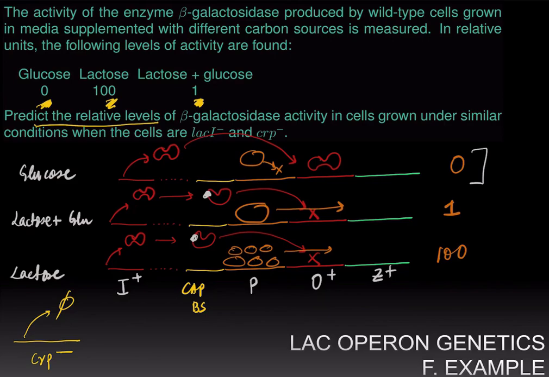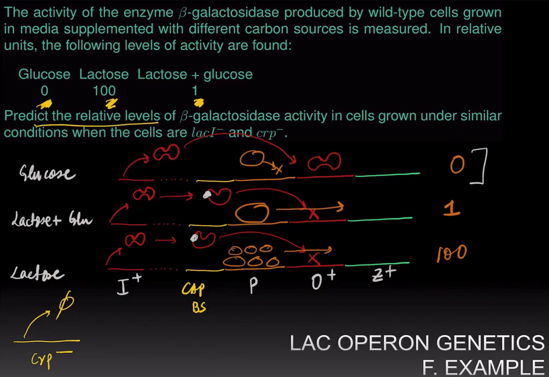binding site. The only thing that's going to change in CRP minus is the last condition, where you have only lactose and no glucose, where in the wild type cap was bound at cap binding site, since there was no glucose to prevent the conversion of ATP into cyclic AMP, and therefore there was lots of cyclic AMP cap complex which was bound at the binding site and recruited lots of polymerase.